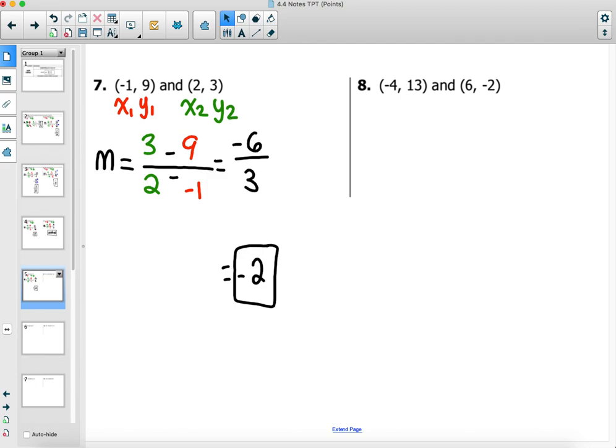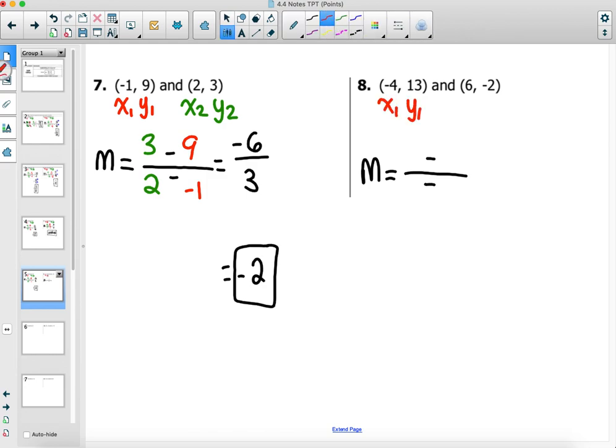Number 8, m equals, draw the fraction, put the minuses in, label our points, x1, y1, x2, y2. So again, numerator top, subtract the y's. y2 comes first. -2 minus 13. Denominator bottom, x2 minus x1, 6 minus -4.